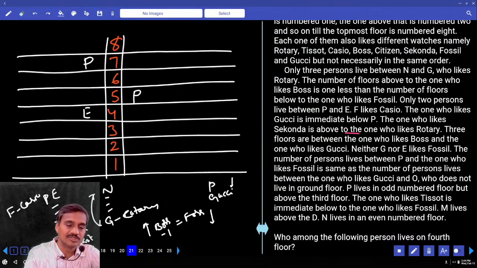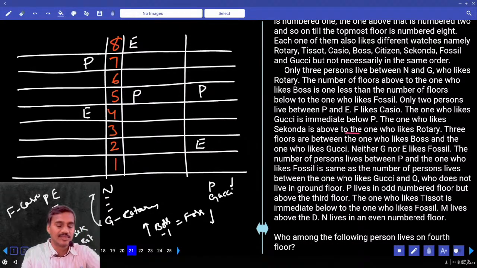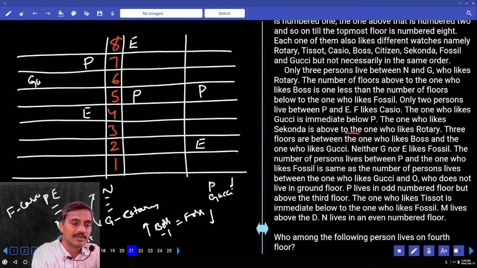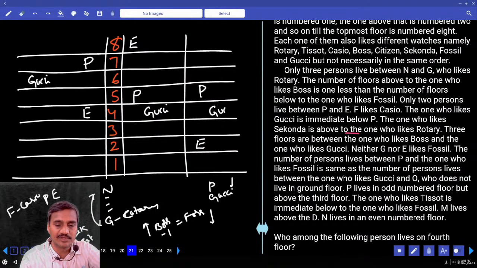So how many possibilities do we have? E can be above this P, or E can be below this one. There is another possibility, right? E is at this place, P and E. The next one, there are 2 in between P and E. And immediately below this P is the one who likes Goosey. Right? And next one, N and rotary, and P and E there are 2 in between.